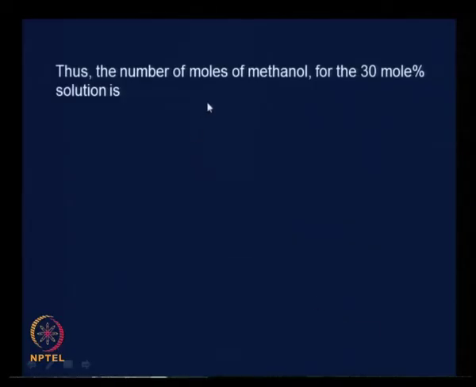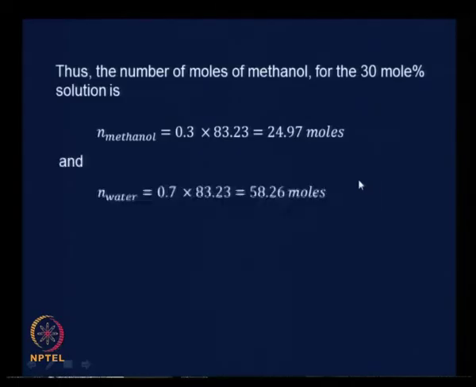Therefore, the number of moles of methanol for this solution is, it is a 30% solution, right. So, the number of moles of methanol is nothing but 30% of 83.23, or in other words 0.3 times 83.23, which turns out to be 24.97 moles. And the number of moles of water is automatically 83.23 minus 24.97, or it is 70%, or 0.7 times 83.23, that is 58.26 moles.